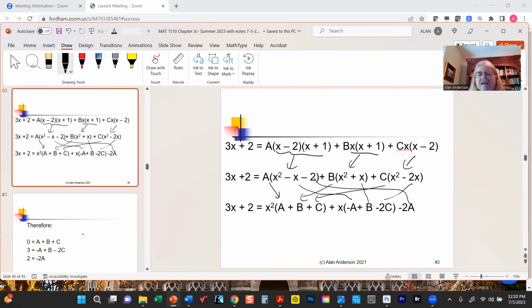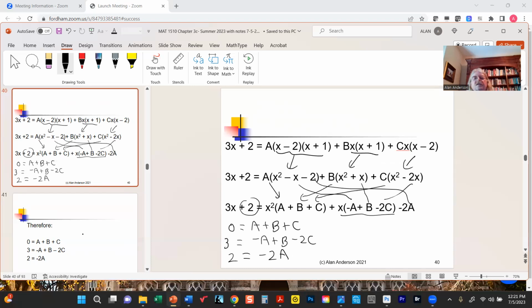So what this means then is that now there's no x squares on the left. That implies that a plus b plus c is equal to 0. There's a 3x on the left, which tells me that 3 equals minus a plus b minus 2c, and the constant on the left is 2. And so this is what we're left with. We've got 3 equations and 3 unknowns. So this part can be a little bit challenging.